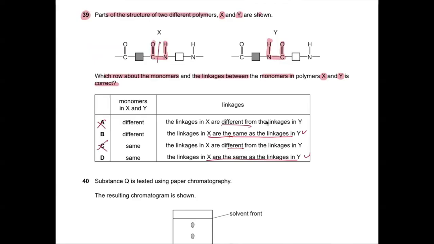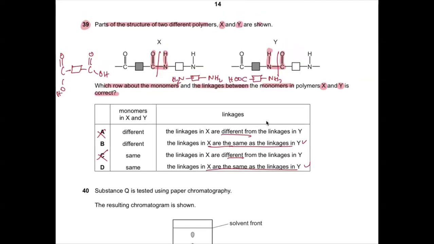Now the monomers of X and Y. If I split it from here and split it from here, in X we get 2 monomers. One has a C double bond O OH on both sides, and the other has an NH2 on both sides. And over here, there is an NH2 and COOH. So each side has a different one. So the monomers are different, not the same. So D goes wrong, and B is the correct answer. Is this clear to all of you?